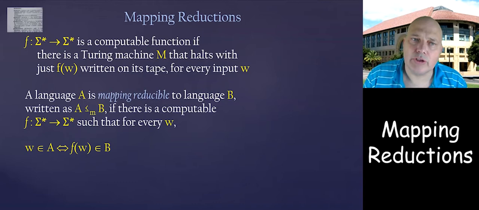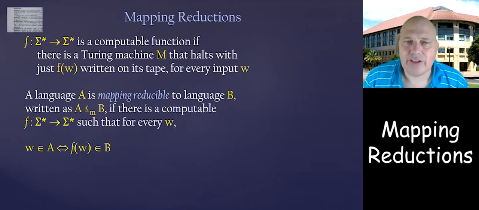And now that we have what a computable function is, we can say that a language A is mapping reducible to a language B, which we write A ≤_M B, if there is a computable function f such that for every w, w is in A if and only if f(w) is in B.